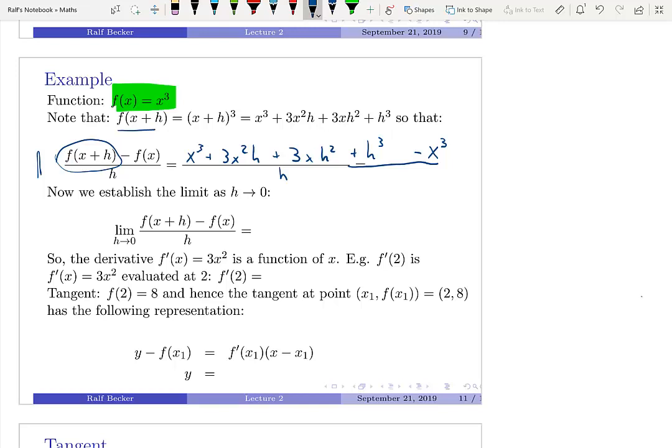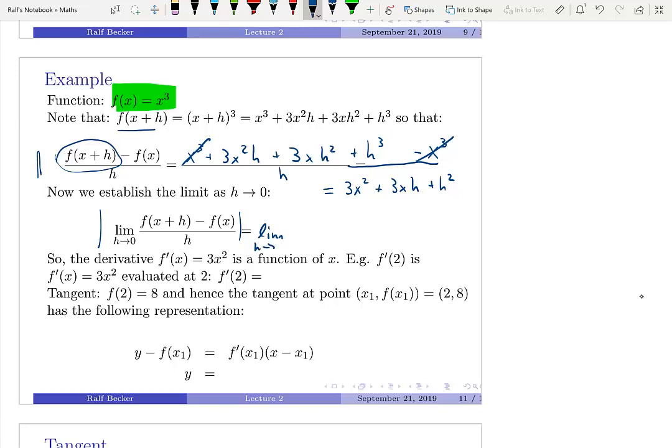You can see that already a few terms cancel out here. We have an x cubed at the beginning and a negative x cubed at the end of the numerator term, so these two terms cancel out. So we are left with a slightly simpler term, and if you see that each term in the numerator now has an h, we can easily see how the h in the denominator cancels out some terms in the numerator. So we are left with 3x squared plus 3x times h plus h squared.